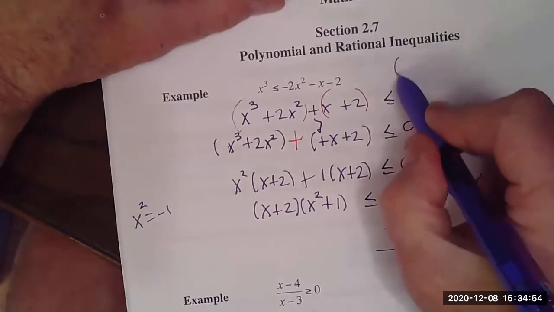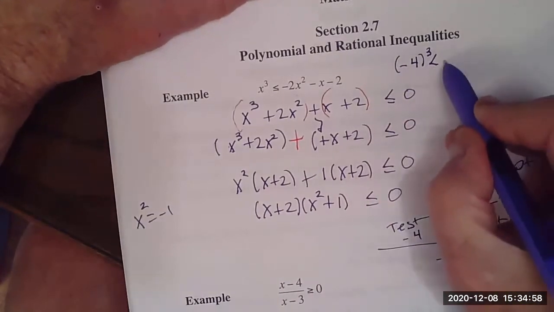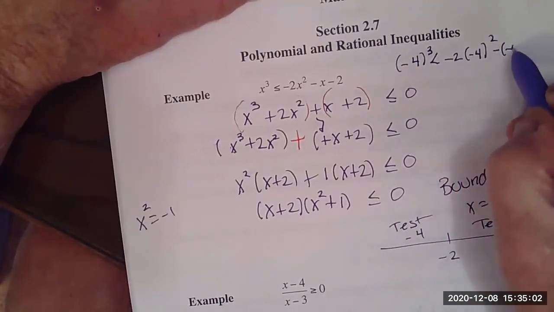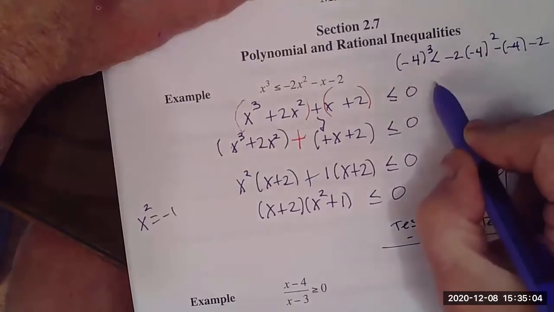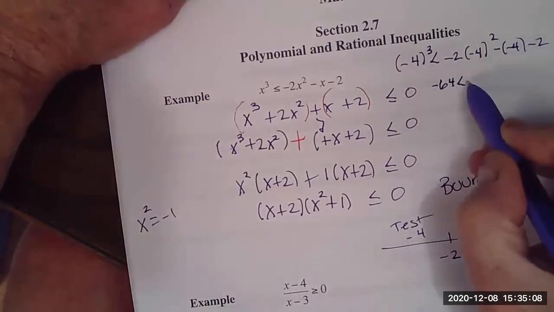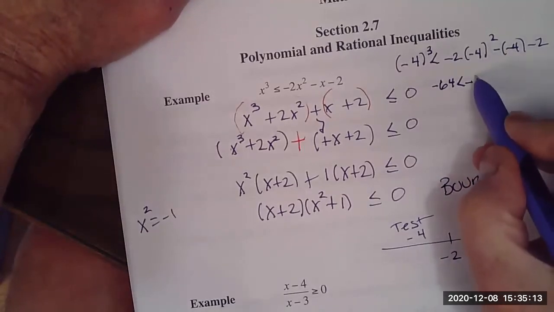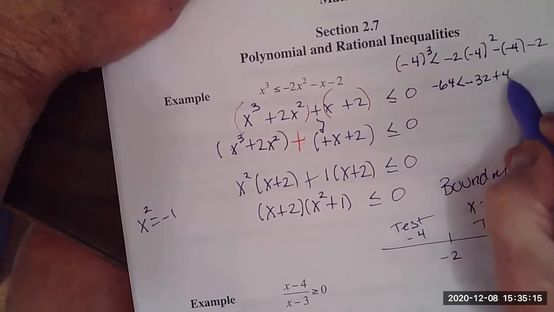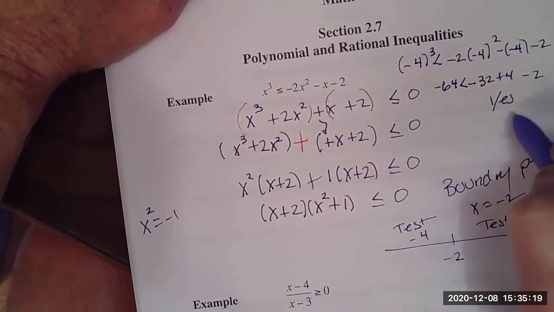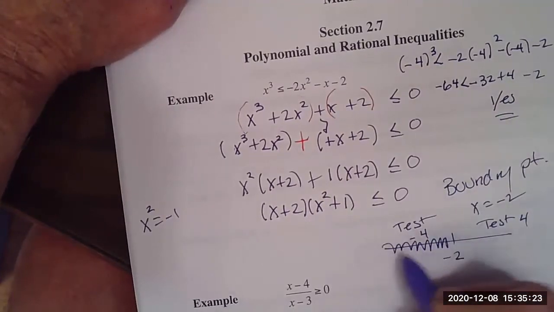So you go -4 cubed. I wonder if that's less than or equal to -2 times -4 squared minus a -4, subtract 2. I wonder if -64 is less than -2 times 16, which is -32, plus 4. Yes, this is going to be less than -2. So this is a yes. I can see that's going to be yes. So squiggle, shade.